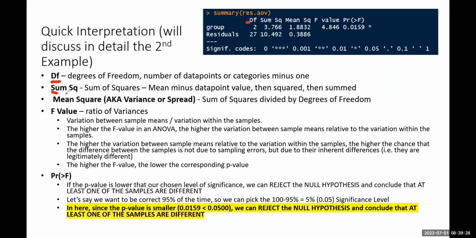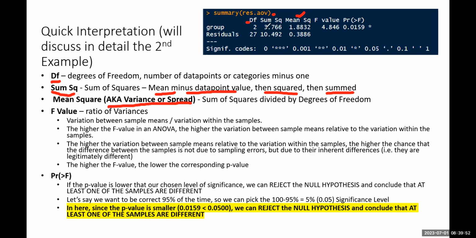Sum of squares is basically the mean minus the data point value, and then you have to square them, and then you have to sum them. Mean square is also the variance or the spread of the data. This is just the sum of squares divided by the degrees of freedom.